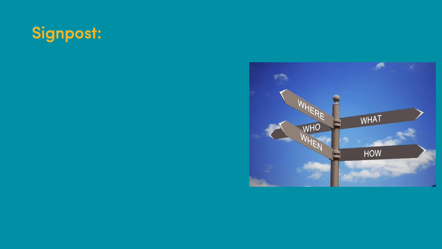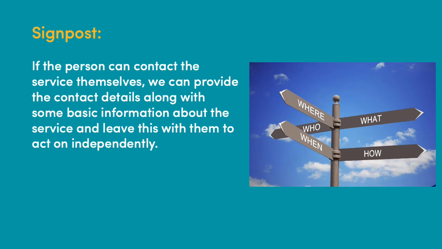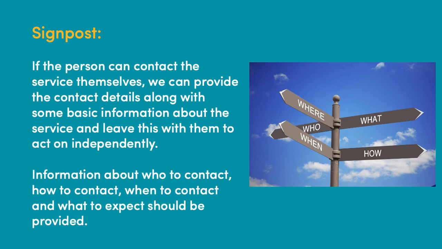So when we signpost into a service, this is where the person can contact the service themselves. So all we're going to do in this situation is provide the contact details along with some basic information about the service, and we're going to leave this with that individual to act on it independently. So the type of information we might want to give to somebody when we are signposting them is information about who to contact, how to make that contact, when to contact, and what to expect from the service that would be provided.